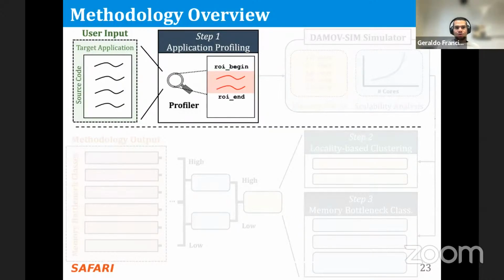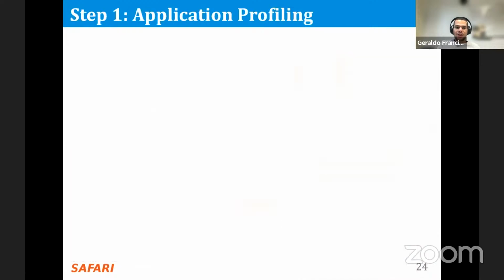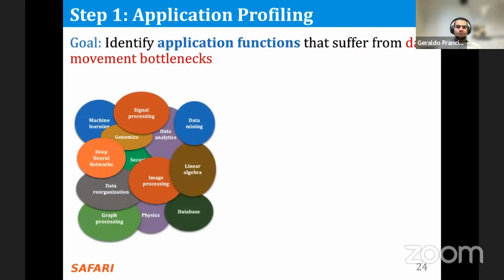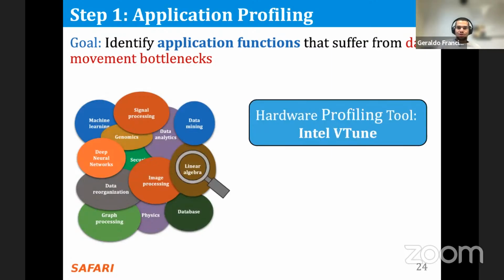So next, we are going to see each one of these steps in detail, starting with step 1. The goal of the first step is to identify functions in the application that suffer from memory bottlenecks. This step is more like a filtering for us to guide step 2 and step 3. To profile the applications, identifying functions that suffer from data movement bottlenecks, we leverage hardware profiling tools, and in this work specifically, we use the Intel VTune tool to identify memory-bound functions.